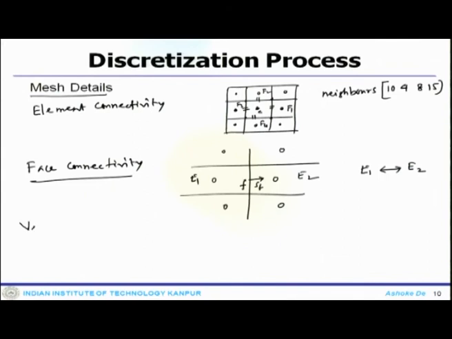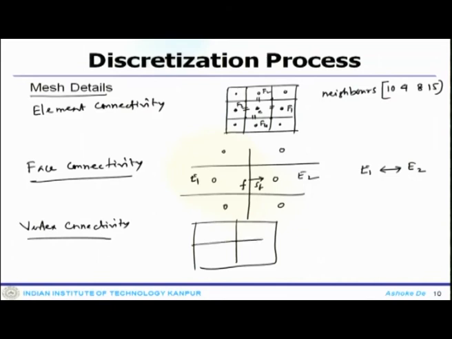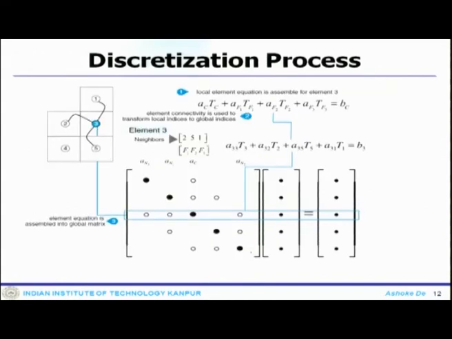And another way is the vertex connectivity. If I have, let us say, this 4-element system, vertex connectivity would be if I connect the elements with these points. So, this is called the vertex connectivity of the system, and you then take it to the complete domain.